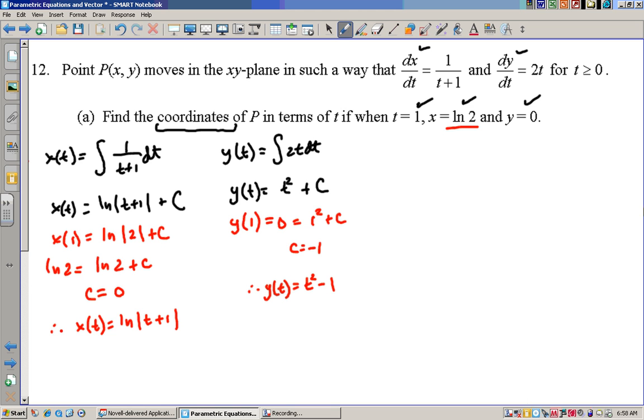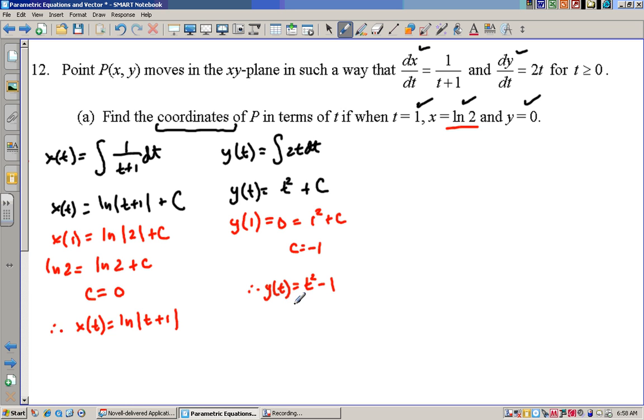Okay, here's where the new part comes in that I need you guys to learn and pay really close attention to, because you'll definitely need this for tomorrow. Obviously, you didn't need this for this problem. It just says find the coordinates of p in terms of t. Here are the coordinates of p in terms of t. So we're done with this problem.